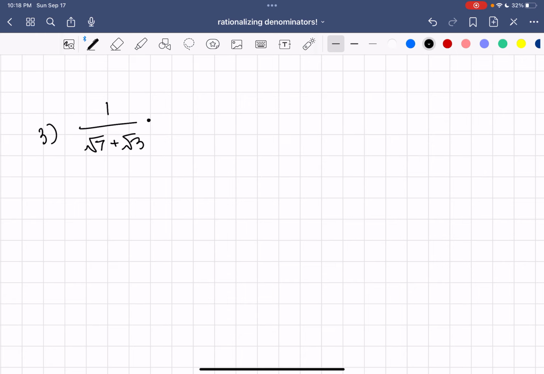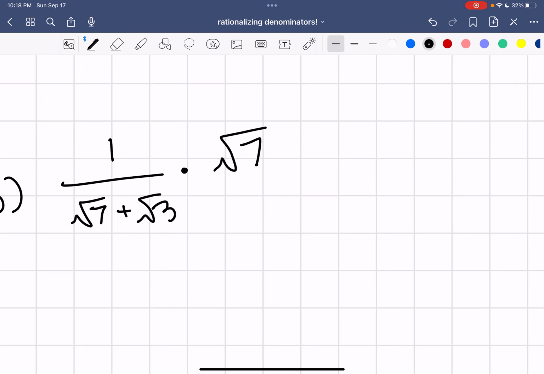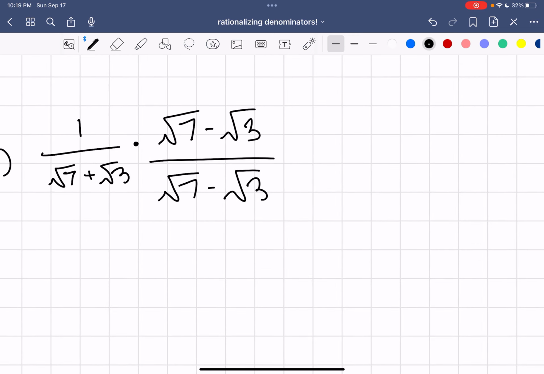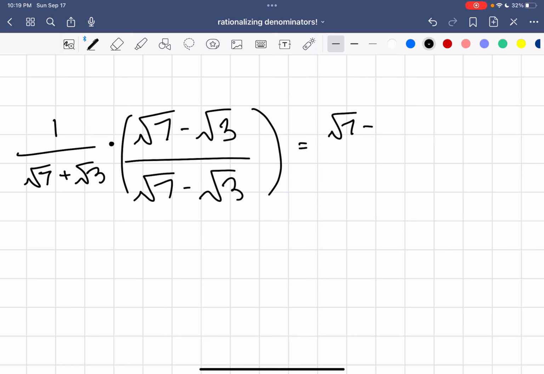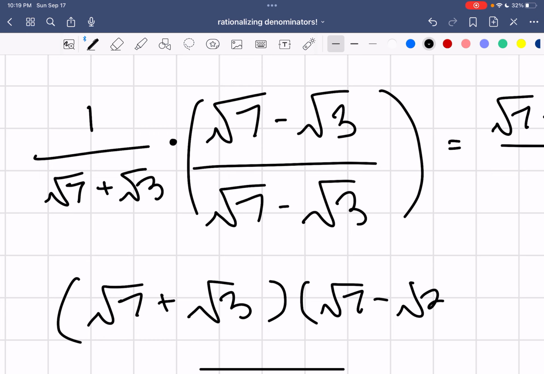What if we have a fraction? Oh yeah, okay, I was right. Square root of 7 minus square root of 3 over square root of 7 minus square root of 3. So you multiply that to get square root of 7 minus square root of 3 over square root of 7 plus square root of 3 times square root of 7 minus square root of 3.